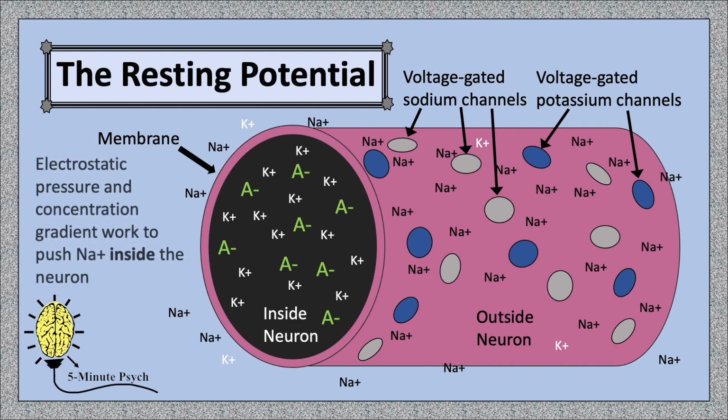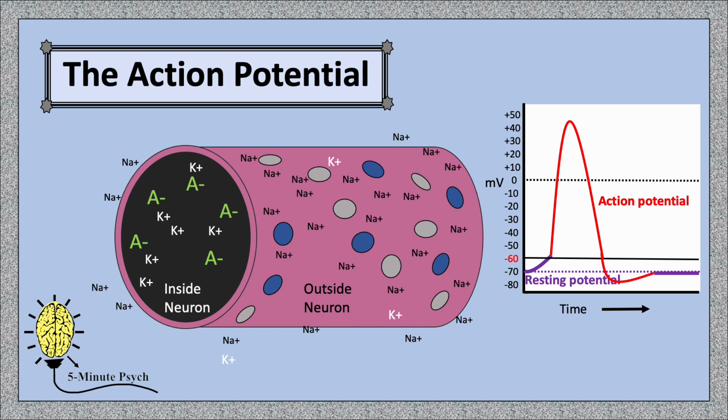But sodium can't get in the voltage-gated sodium doors. They're locked, at least until a certain voltage is reached within the neuron. So what do you think would happen if those sodium doors suddenly opened? Well, this is what happens with the action potential.